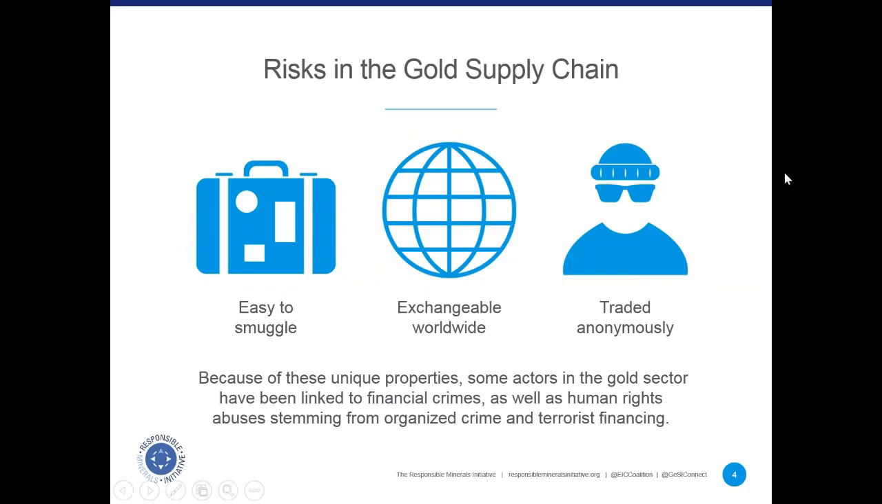The risks in the gold supply chain are particularly acute and extend to risks related to the financial flows in a way that the 3T gold supply chain risks do not. Gold is easy to smuggle, exchangeable worldwide, and traded anonymously through cash transactions. Because of these unique properties, some actors in the gold sector have been linked to financial crimes such as corruption, money laundering, theft, smuggling, fraud, and tax evasion, as well as human rights abuses stemming from organized crime and terrorist financing.